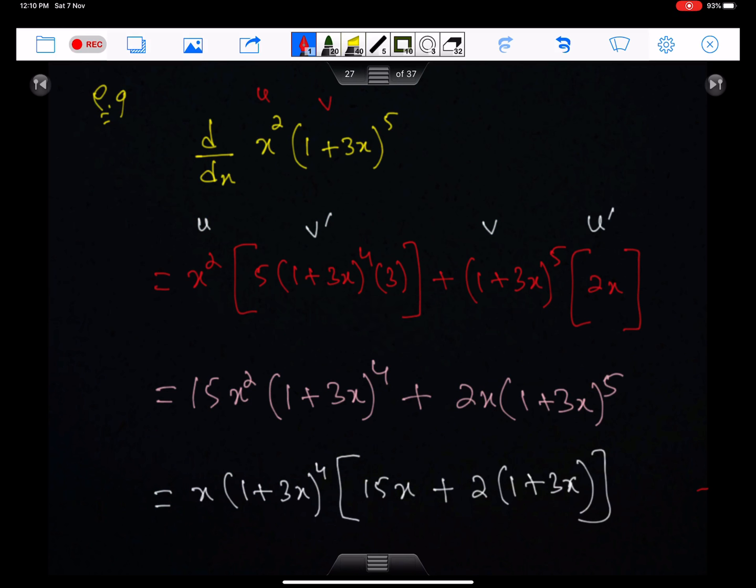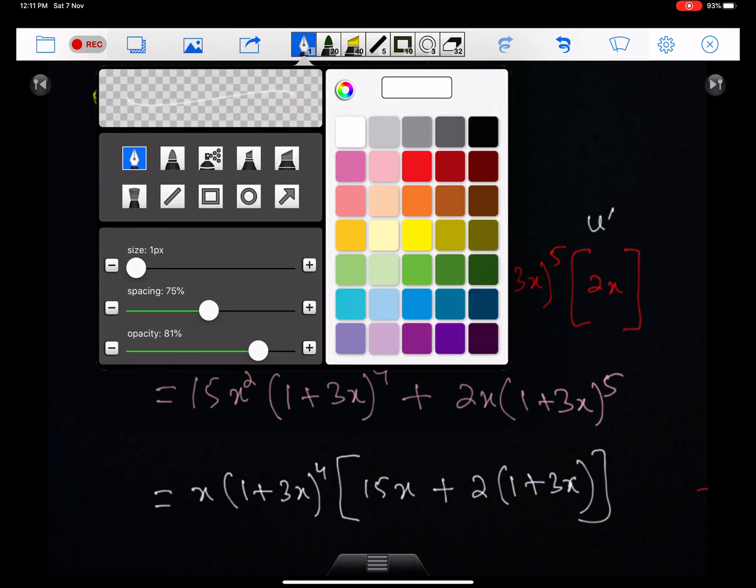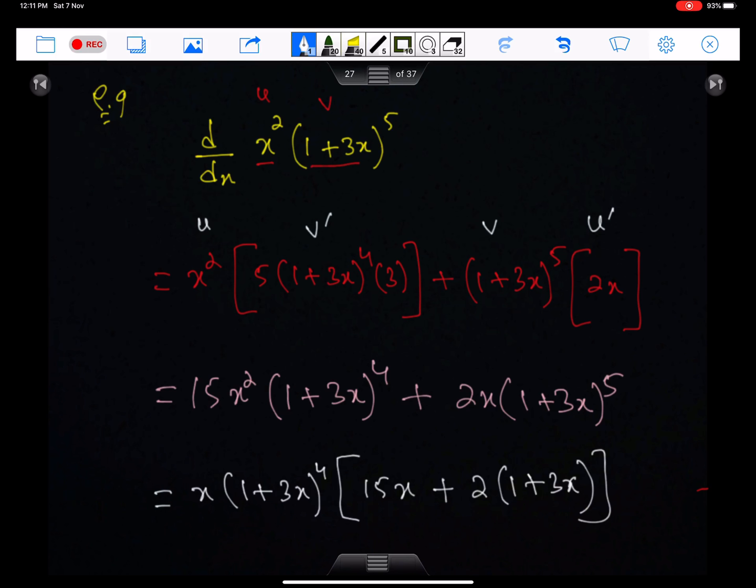So this is the example of the product rule. These are two functions. We cannot simplify these two functions, so we have to use the product rule here. According to the product rule, we need to copy u, this is u, and we need to differentiate v, and this is v prime. You know how to differentiate the composite function. We already have discussed this thing. So 5 bracket copy power 4, and the differential of the bracket is 3.